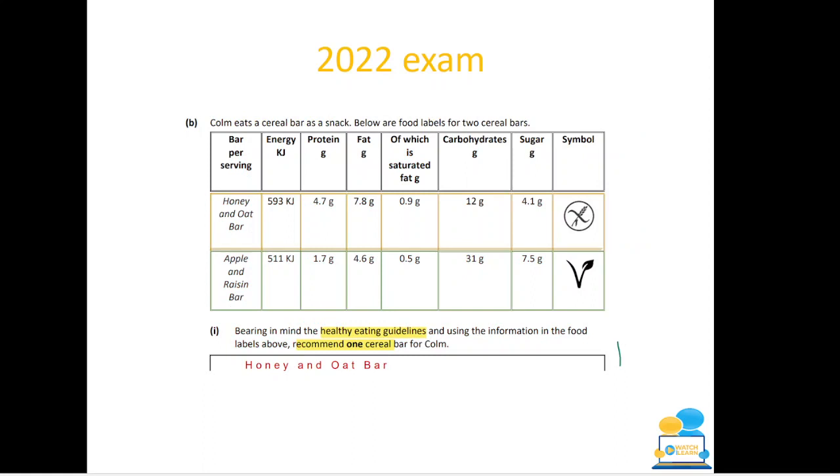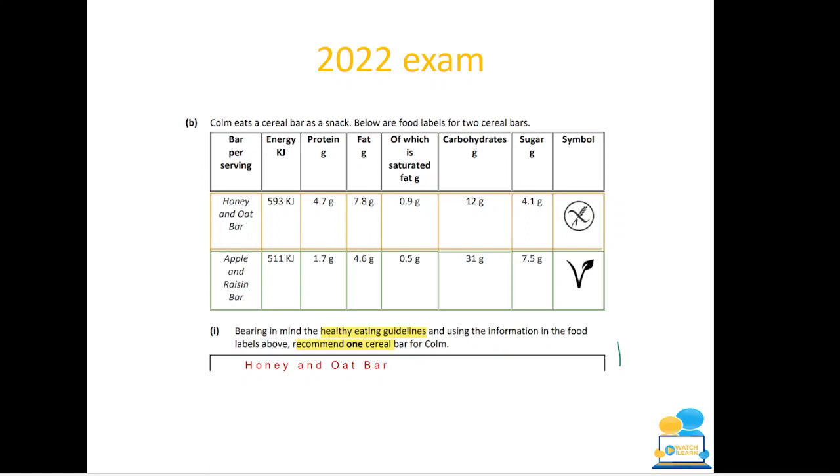This again is from the 2022 exam. So it says here, Colm eats a cereal bar as a snack. Below are the food labels for the 2 cereal bars. It says, bearing in mind the healthy eating guidelines and using the information in the food labels above, recommend 1 cereal bar. So healthy eating guidelines mean it's going to have to be good for me, and I've highlighted recommend. So recommend means I'm writing just one answer, okay?